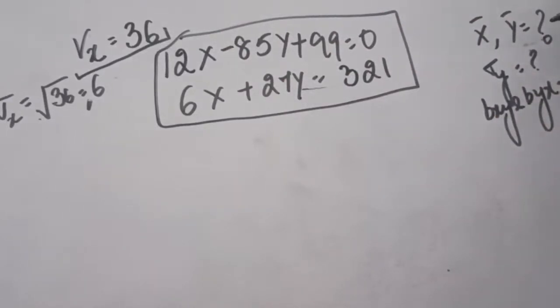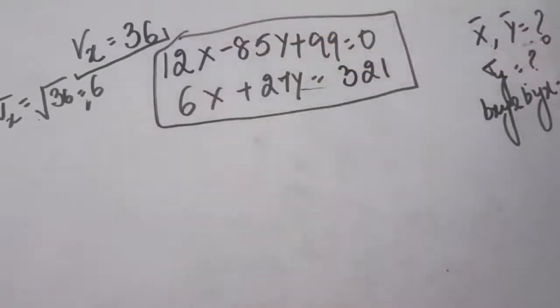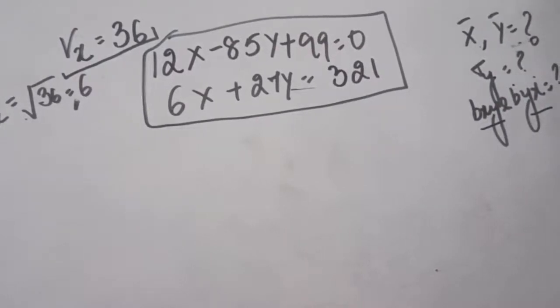Now we have to calculate x mean, y mean. We have to calculate the standard deviation of y. The variance of x was given, but the standard deviation of y has to be calculated. Then the regression coefficients have to be calculated. So these three calculations have been asked. Now how do we proceed in these questions?